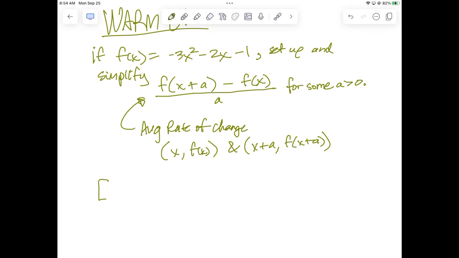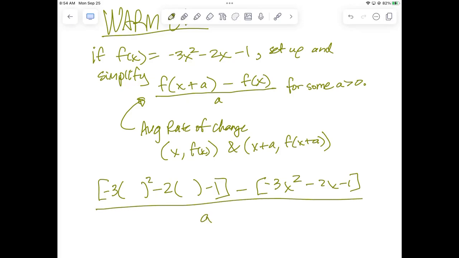The first thing I'm going to do is I'm going to realize that I need f of x plus a. My function is negative 3 input squared minus 2 input minus 1. And then I'm going to have minus f of x itself, which is minus 3x squared minus 2x minus 1 all over a. So you can see I have the two forms there. Negative 3 blob squared minus 2 blob minus 1 minus negative 3 blob squared minus 2 blob minus 1. It just so happens in the second blob, I have an x, right?